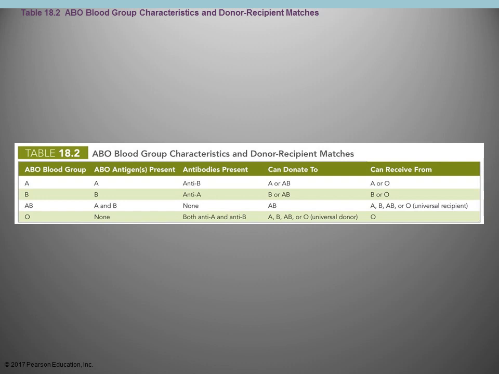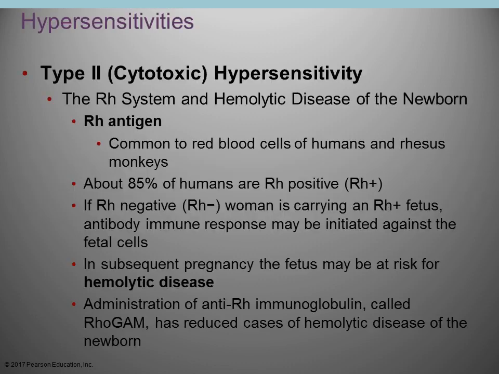Type O blood has both the anti-A and the anti-B. So that means if you're type O blood, you can only receive type O blood. Now, you don't have any markers on your red blood cell surface. So that means there's nothing there to react with any antibodies. So if you're type O, you're the universal donor. You can give your blood to anyone. Once again, if you receive the wrong blood type, there will be clotting that will occur.